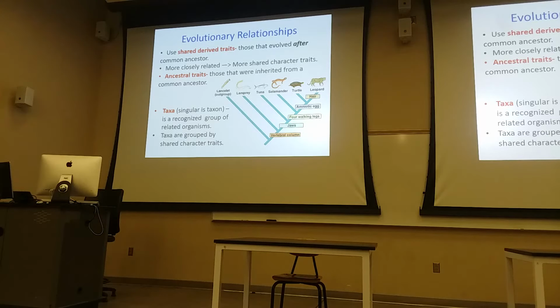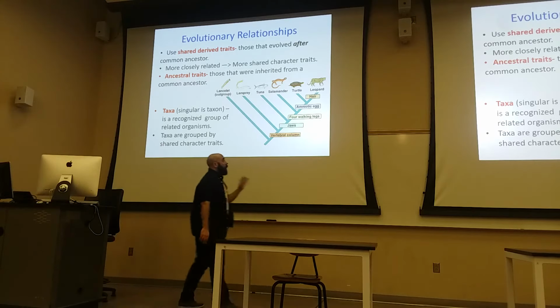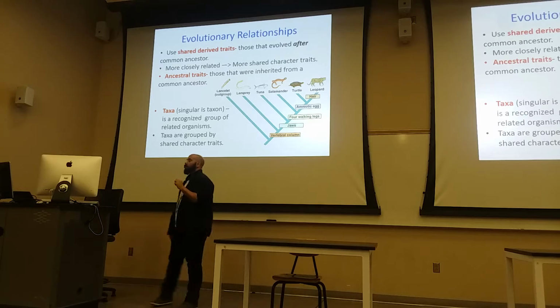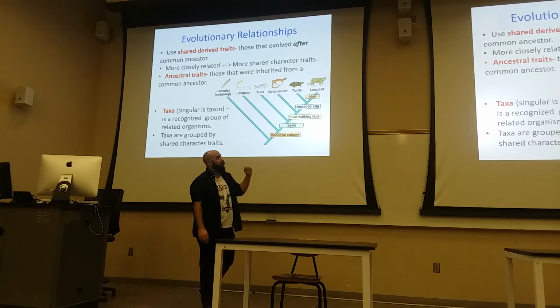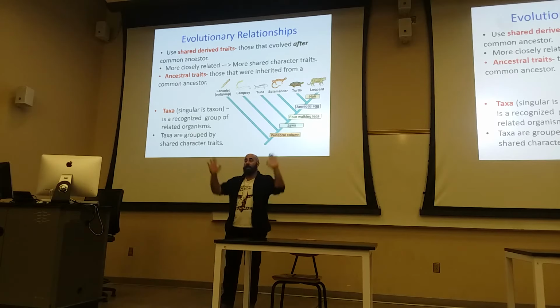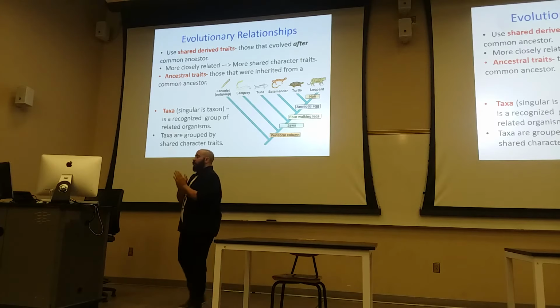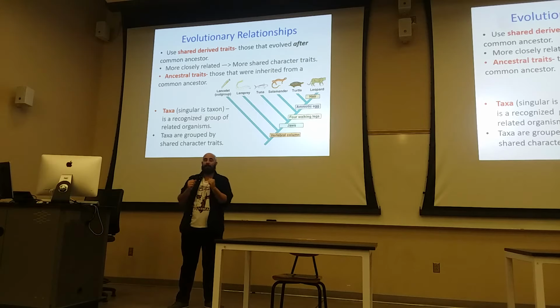Okay, so in addition to using homologous traits to design a phylogeny, we can also use shared derived traits. Shared derived traits are those that evolved after the last common ancestor. So if you look at a lineage, you've got your branches, and you find that node. The node represents the last common ancestor. So we're seeing a trait that evolved after that divergence. Okay, does that make sense?